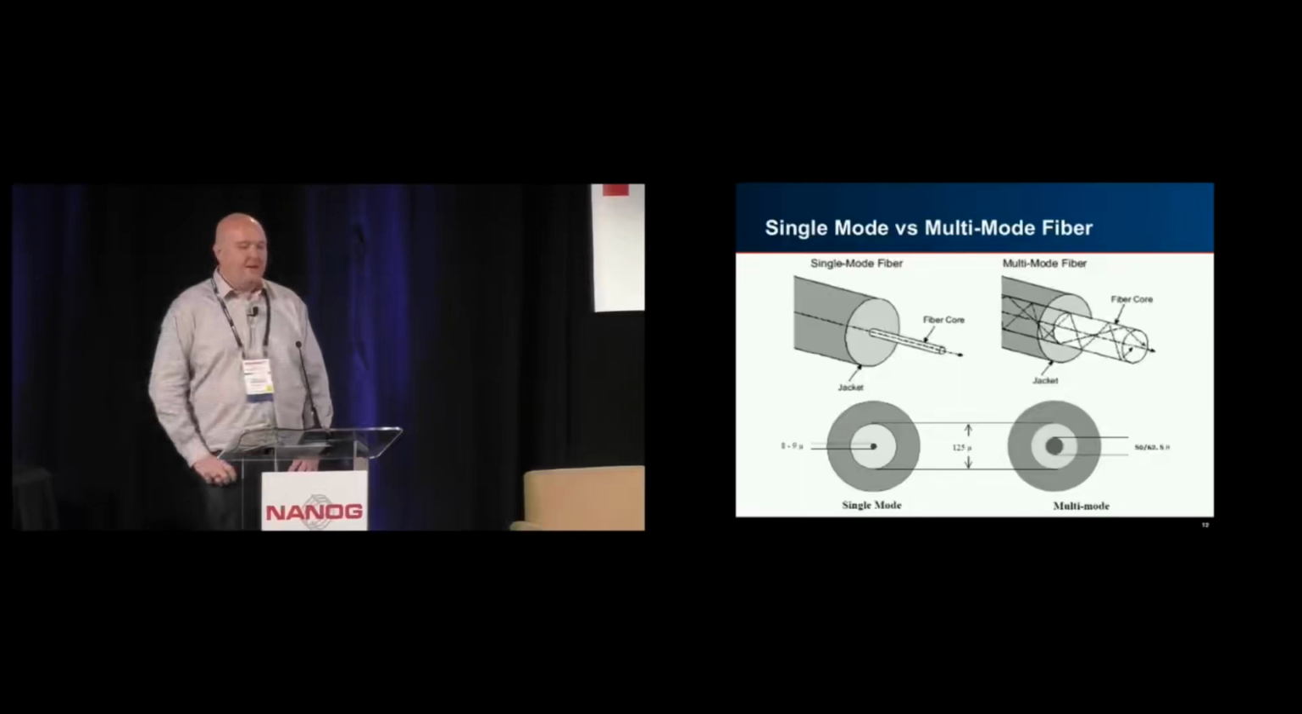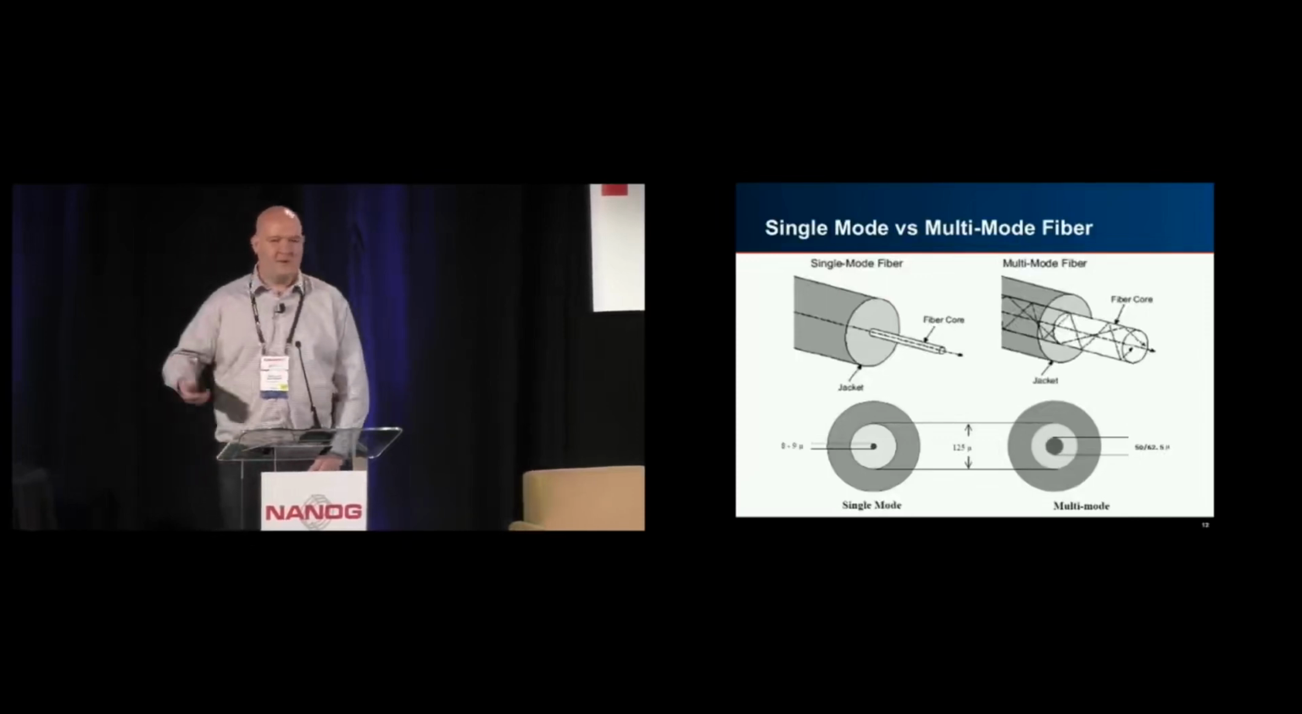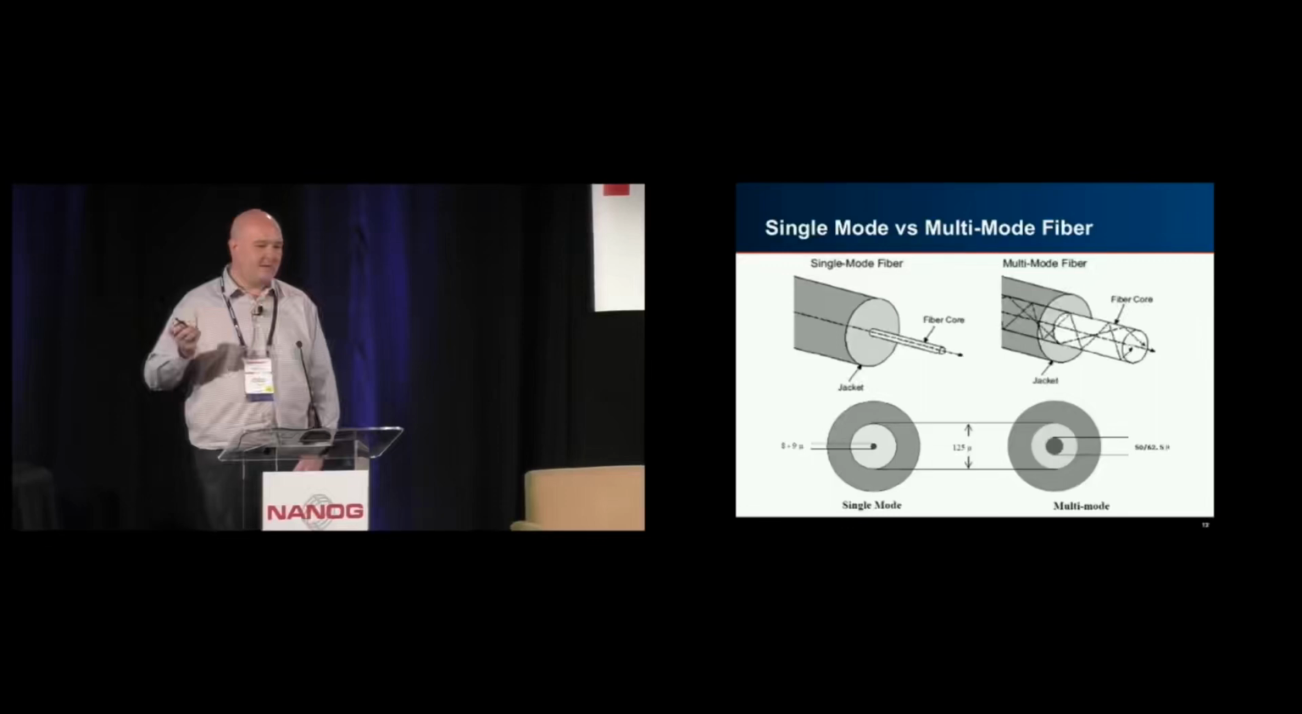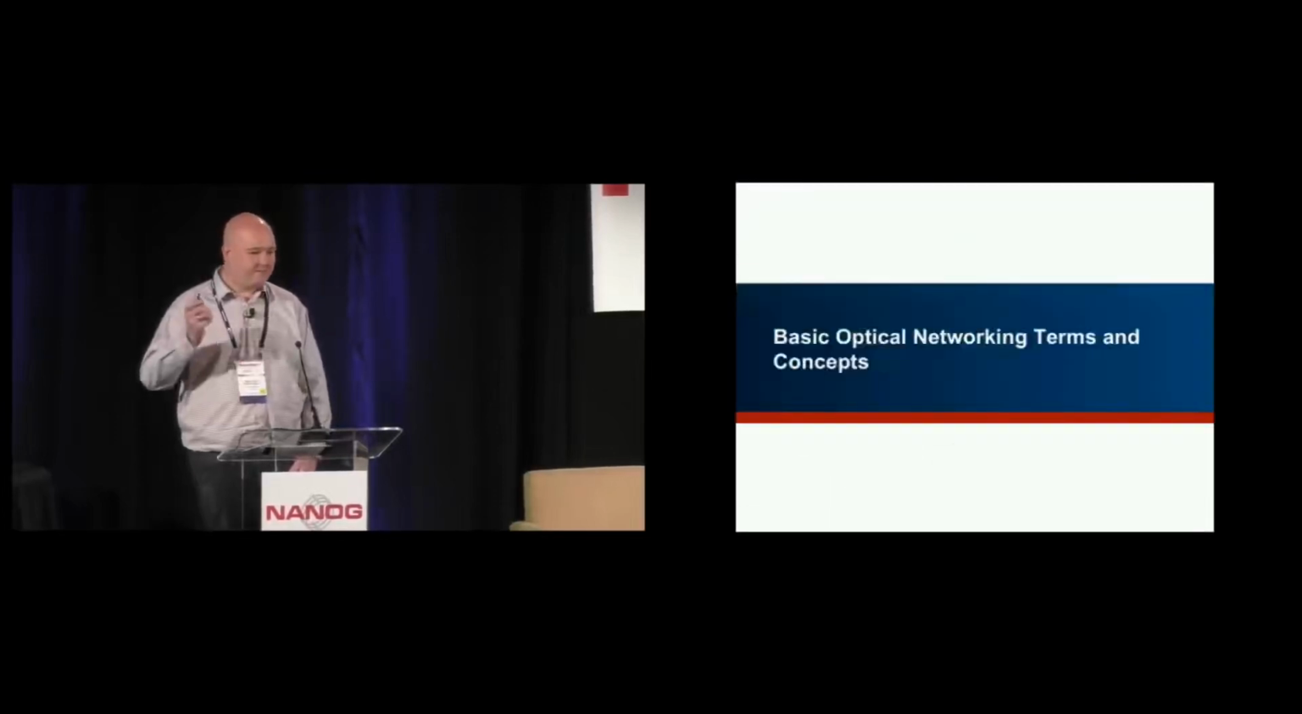So here's kind of a diagram showing you the difference, and you see how the core is smaller in the single mode fiber. And you see here in the multi-mode fiber, because it's so big, you're able to get these modal reflections. You're able to kind of have the light bounce around more inside the fiber, and that's one of your major limitations on distance. So single mode is what you use for all of your high bandwidth, long reach stuff.